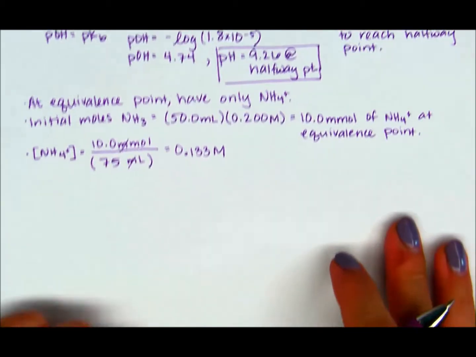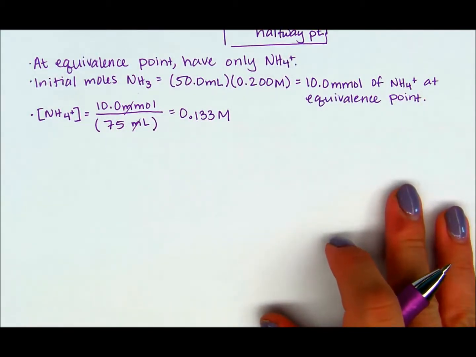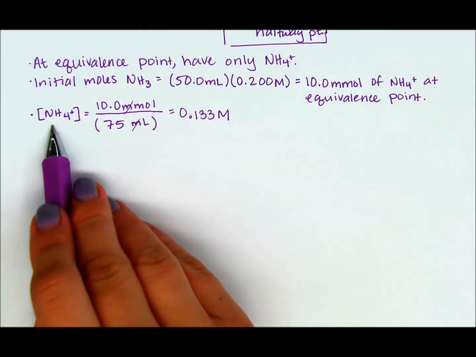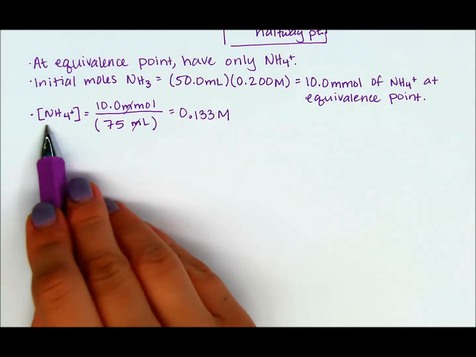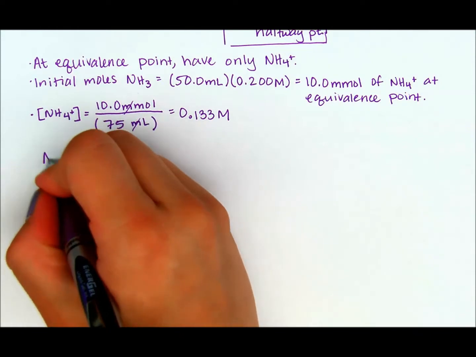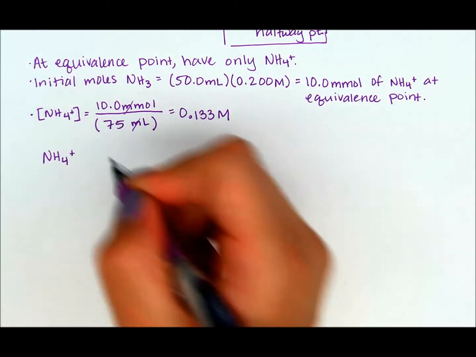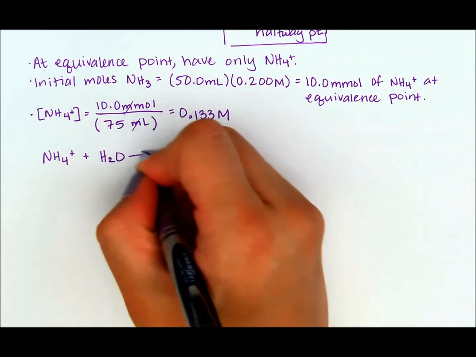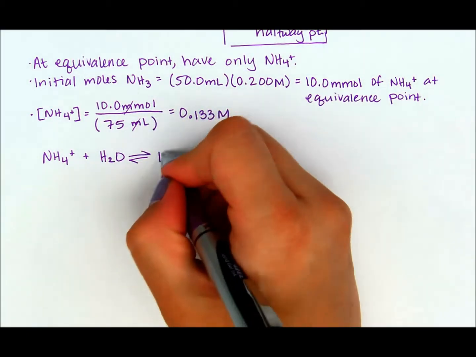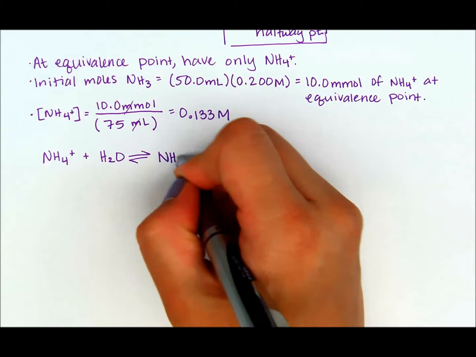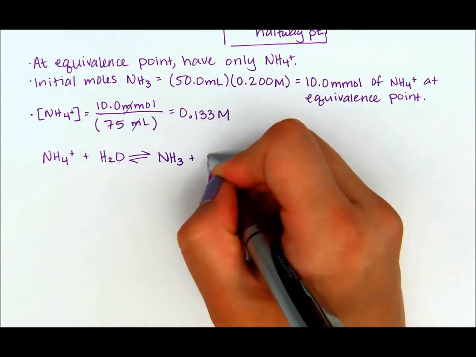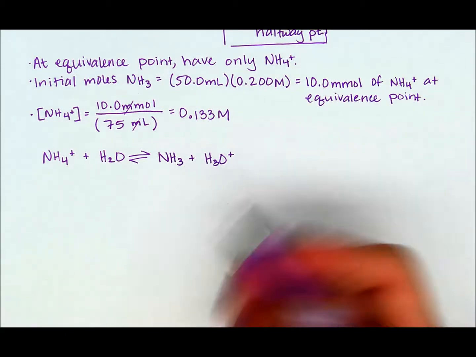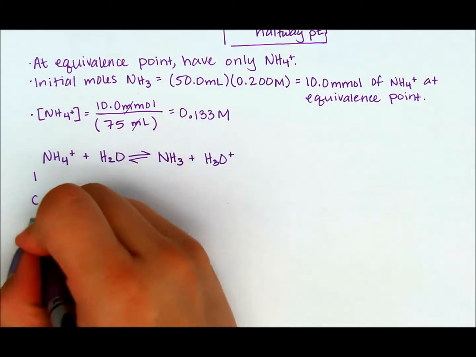Now that I have my concentration, I'm going to go ahead and write out my ICE box. And so this is just a weak acid problem. So I start with my weak acid. So I'm going to write my dissociation equation for NH4+ in water. It goes back and forth to make some ammonia again, plus H3O+, or H+. You can write it either way. Initial, change, and ending.